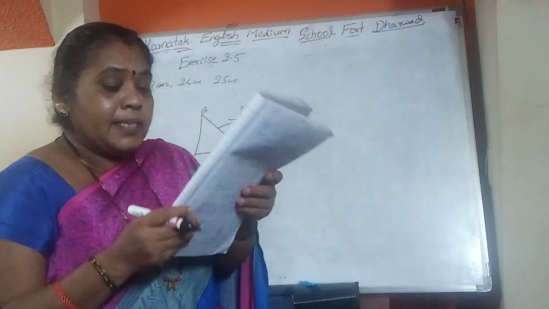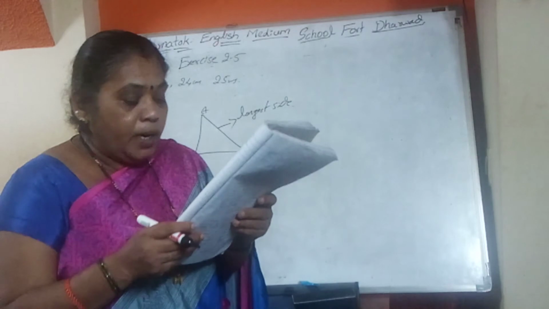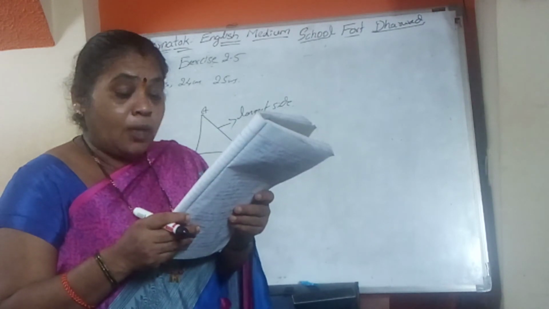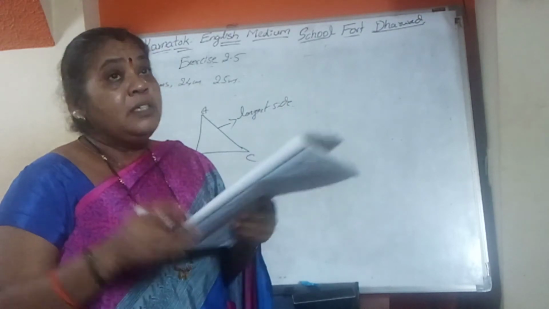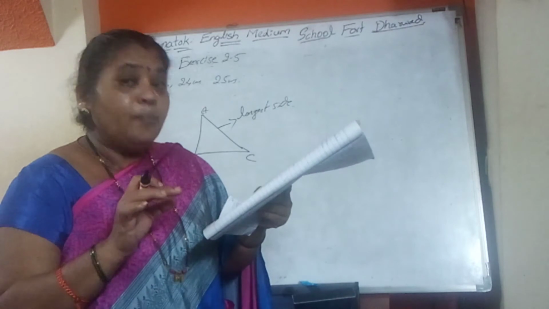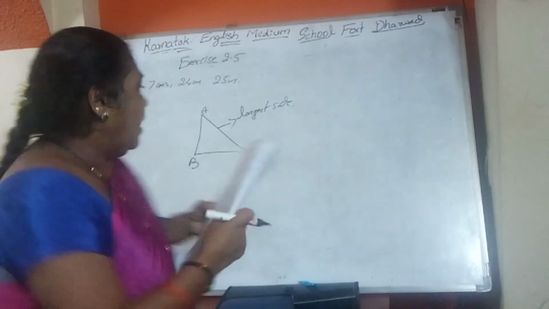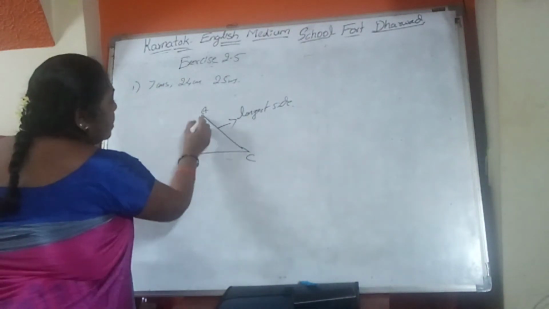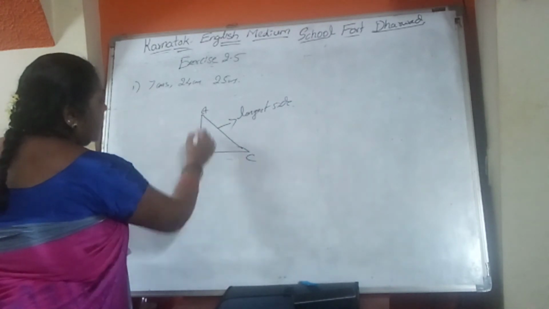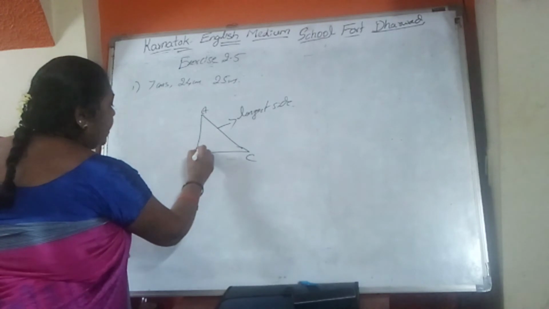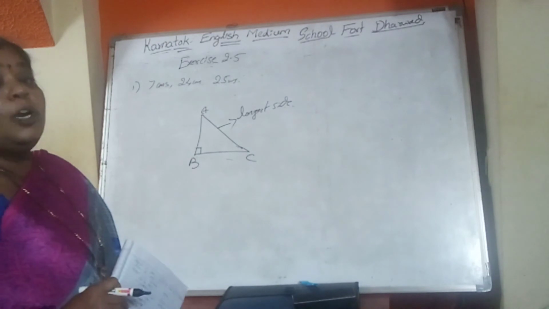If the square on the longest side of a triangle is equal to the sum of the squares on the other two sides, then those two sides contain a right angle. Means the square of the hypotenuse is equal to the sum of the squares of the other two sides, so these two sides contain the right angle. So you only prove this.